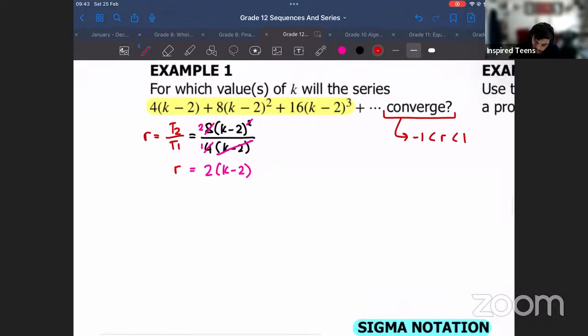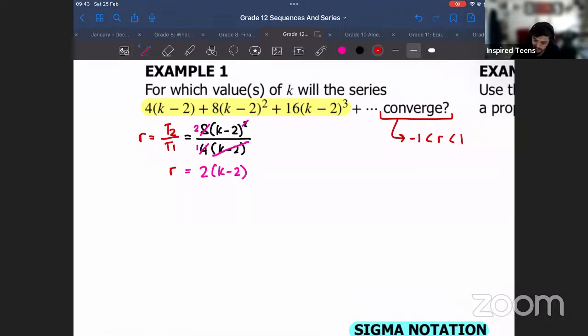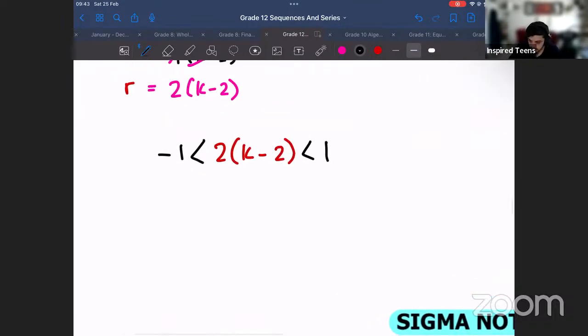Okay, so what do I do? If I want to know the values of k for which this series will converge, remember, r needs to be in between these two. So in order for the series to converge, 2(k minus 2) needs to be greater than -1, but less than 1. Now I can calculate the values for k in which the series will converge. This is inequalities. So how do I solve dual inequalities with an unknown in the middle? I solve it how I normally do, by taking it over to the other side. Just here, I have two sides to take it over. So this 2, I have to take it over to both sides.